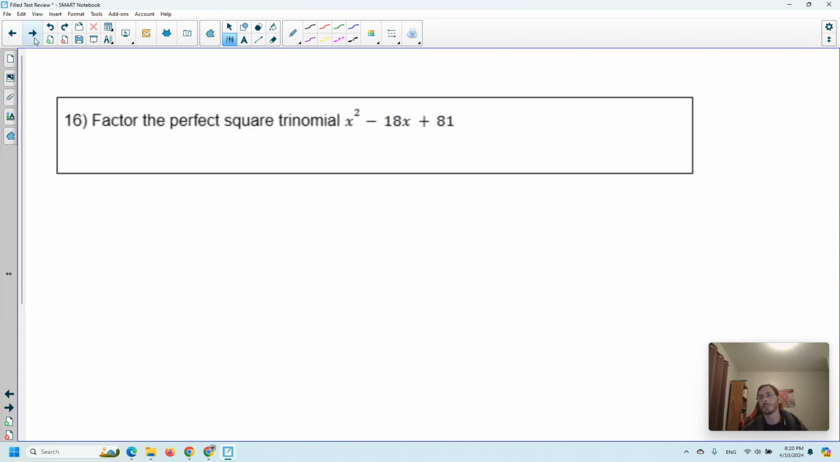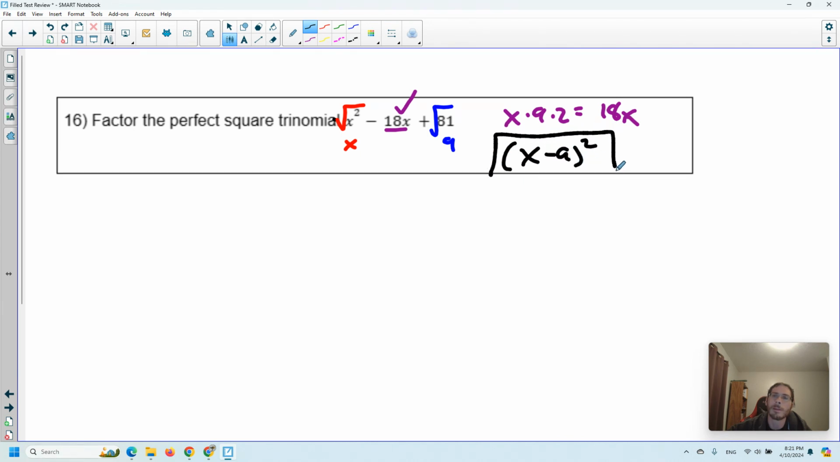All right, well, after that, now the rest of the review guide is going to be pretty easy. This one's a trick, so if we look, this is one of our square root ones that we could do, because we know this is going to be x. We know the square root of 81 is going to be 9, and if we check, x times 9 times 2 is 18x, and we have 18x here. So we can just jump right to the answer, x minus 9 squared. Minus, just because there's a minus sign there.